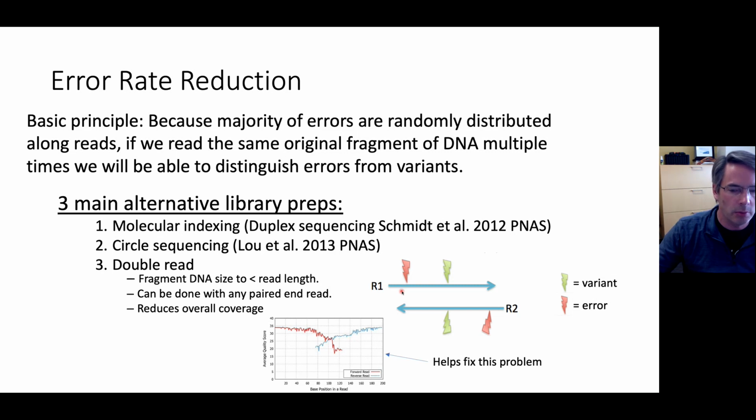Instead of taking a 700 base pair fragment and having 150 base pairs on both ends, we make fragments small so that read 1 overlaps with read 2. And so now we've sequenced the same molecule of DNA twice. And so anything that's unique between read 1 and read 2 must be an error, and everything that is the same would be a true variant, okay?